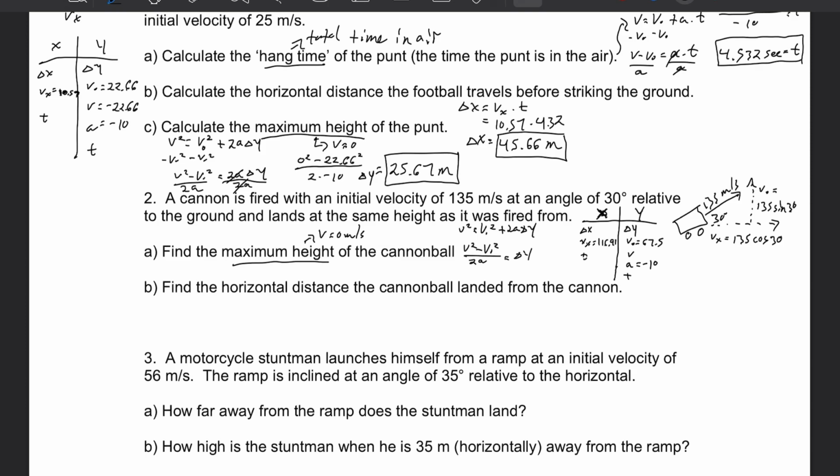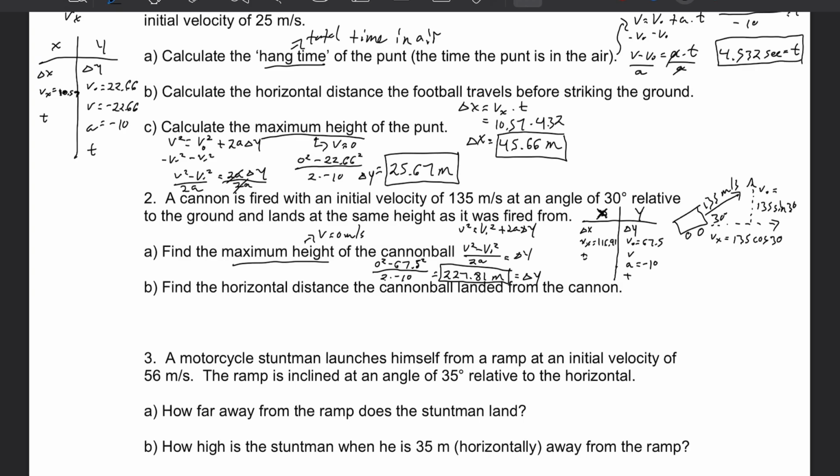And then we can plug in our numbers. We would have 0 squared, or 0, minus whatever 67.5 squared is, over 2 times negative 10. 67.5 squared, so at the top we would have negative 4,556.25, and then we're going to divide that by negative 20. So we should come up with a number close to 227.81. And this is meters because it's the displacement in the y.